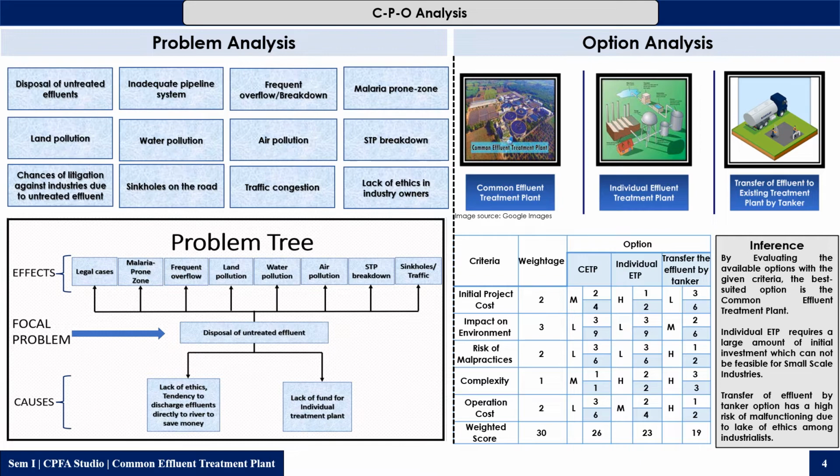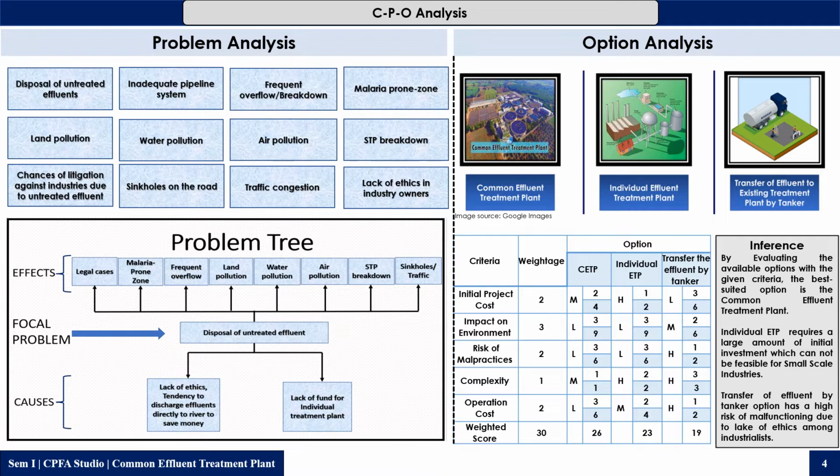So to eliminate the cause of the focal problem, there are various options available, such as common effluent treatment plant or individual effluent treatment plant, or transfer of the effluent to the existing treatment plant by tanker. So we have carried out the option analysis to find out the best suited option for the cause of the focal problem. At the end of the option analysis, the common effluent treatment plant came out as the best option available for the cause of the focal problem.